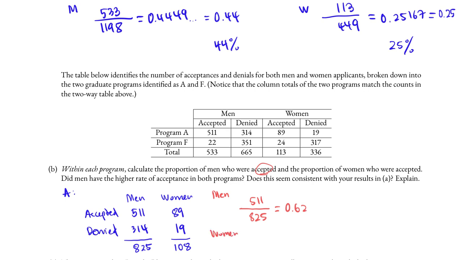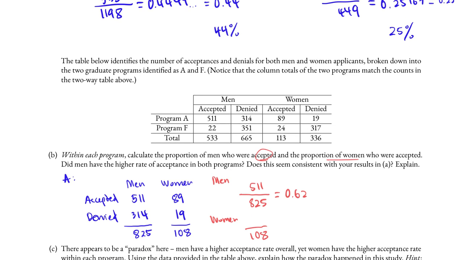Similarly, the proportion of women, how many women are there in program A? 108. And how many of these got accepted? 89. Put this in a calculator, we should get 0.82.